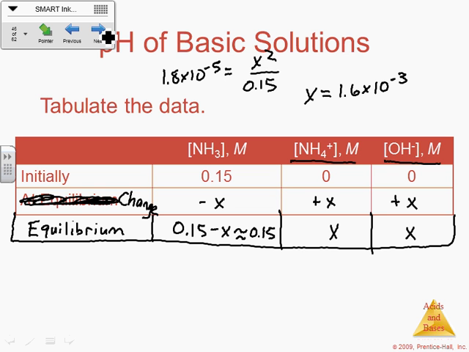Okay? So then we might check that just to make sure. If you take the 1.6 times 10 to the negative third and you divide that by 0.15, and then multiply that by 100, it's 1.1% ionization. So we're fine. As long as it's under 5%, we can make that assumption that we made. So our OH minus concentration at equilibrium is 1.6 times 10 to the negative third. Right?